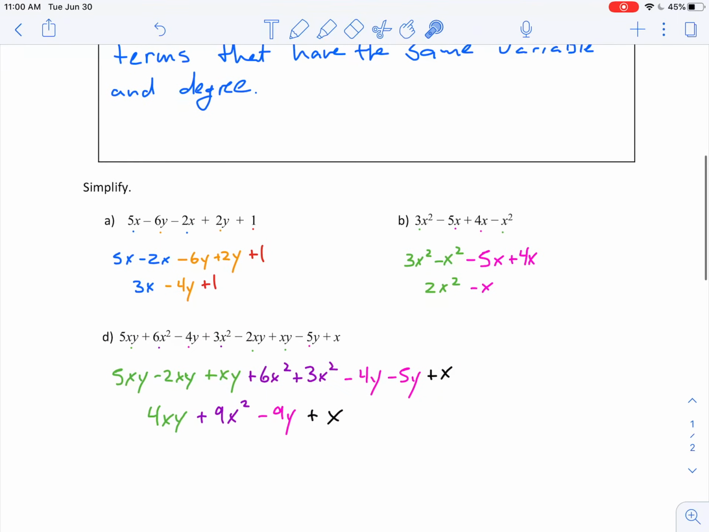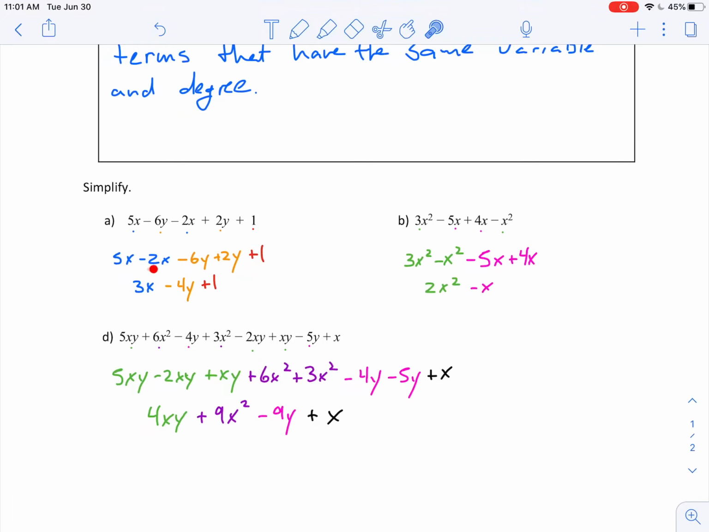So if we go ahead and simplify, I have 5x minus 6y minus 2x plus 2y plus 1. Well, I like to go ahead and identify which variables are similar or which ones are like. Well, I have 5x and I have negative 2x, so I'm just going to write those over here. Any other x's? No. I have a negative 6y and a positive 2y. I'm going to write that here. Any other y's? No. And then I have one constant term and no other constant terms.